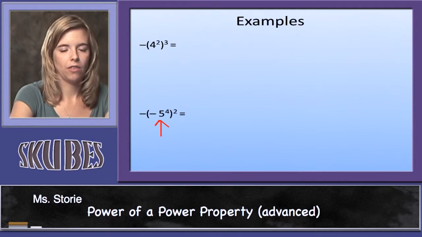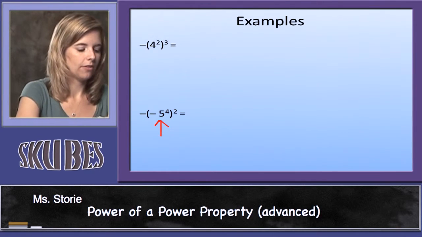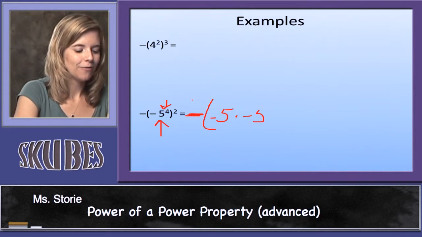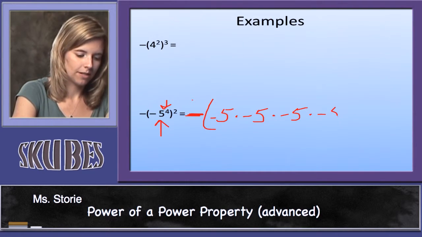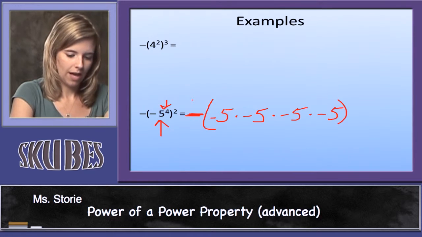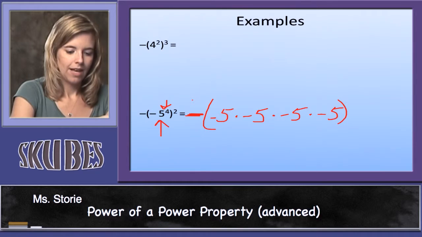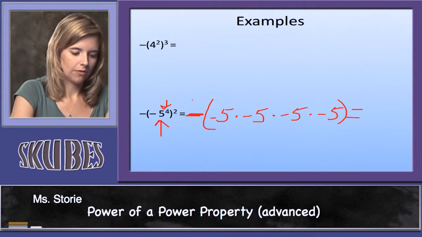PEMDAS says we have to deal with all that stuff inside first. This time, the negative is directly attached to the 5. So when you take it to the fourth power, that means that the outside negative is still there. But now you're going to take the negative 5 4 times in a row. So you're going to take negative 5 times negative 5 times negative 5 times negative 5. And when you do that, once you get all that done, you're going to square it. Negative 5 4 times in a row is actually going to be 625.